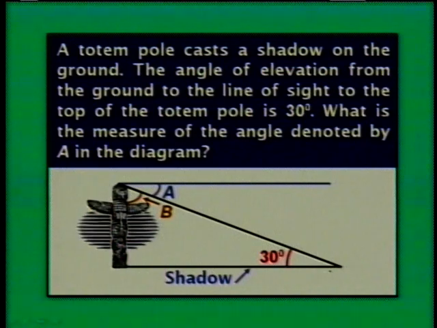Let's look at another application. A totem pole casts a shadow on the ground. The angle of elevation from the ground to the line of sight to the top of the totem pole is 30 degrees. What is the measure of the angle denoted by A in the diagram?